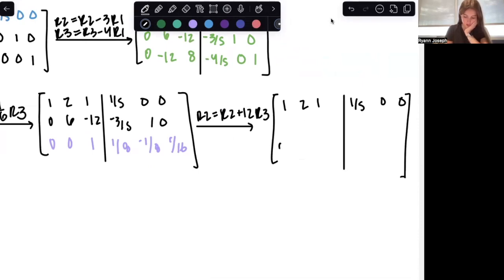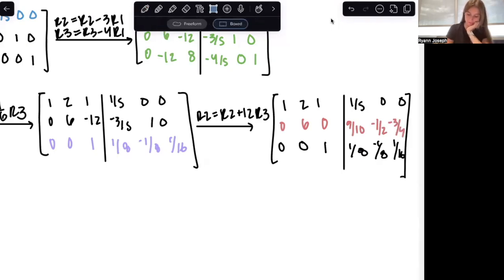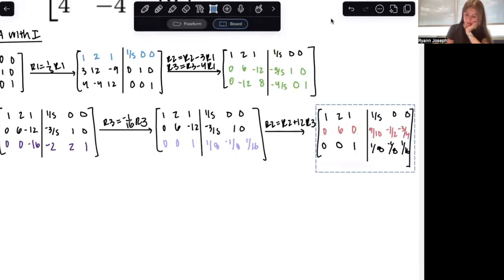Row 2 is changing, so I'm going to keep row 3 and row 1 the same. 0, 6, 0. And then the negative, this becomes 9/10, -1/2, -3/4. Carrying on.